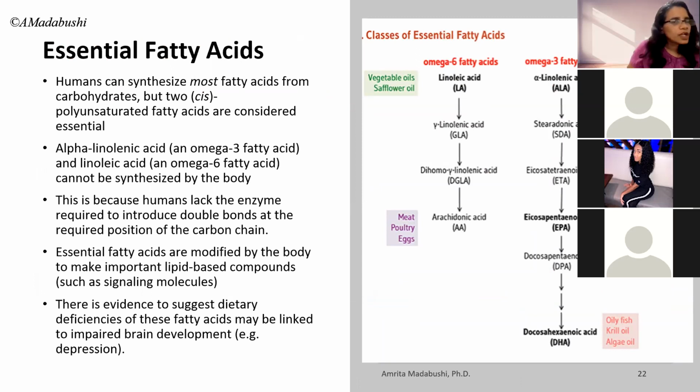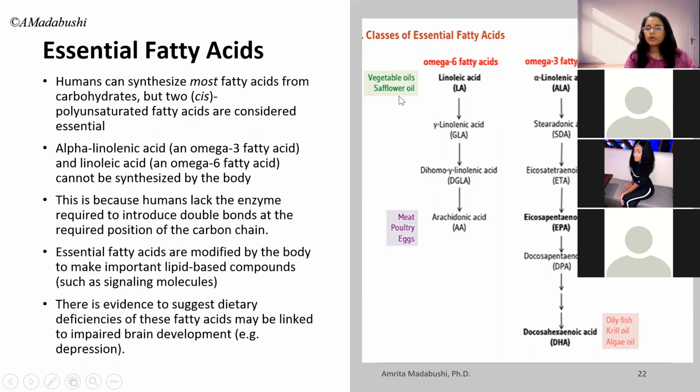So just another discussion here: humans can synthesize most of the fatty acids, but cannot synthesize these omega-6 and omega-3 fatty acids, which are linoleic acid and linolenic acid. These are a little bit different in name, and it's kind of hard to spot. Omega-6 is linoleic and omega-3 is linolenic.